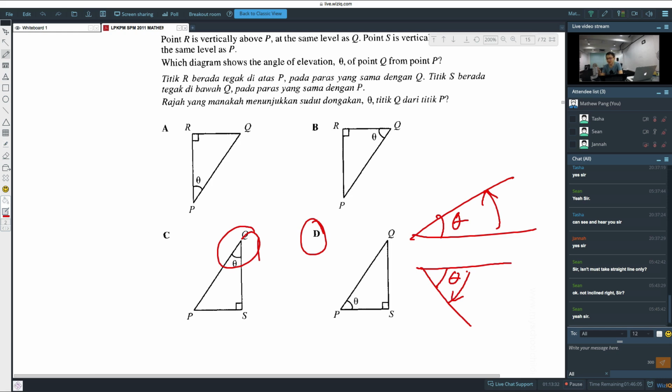When you do elevation and depression, you never have the angle with the vertical line. So do you see a vertical line here? You never use the vertical line on the depression or elevation topic. Alright.